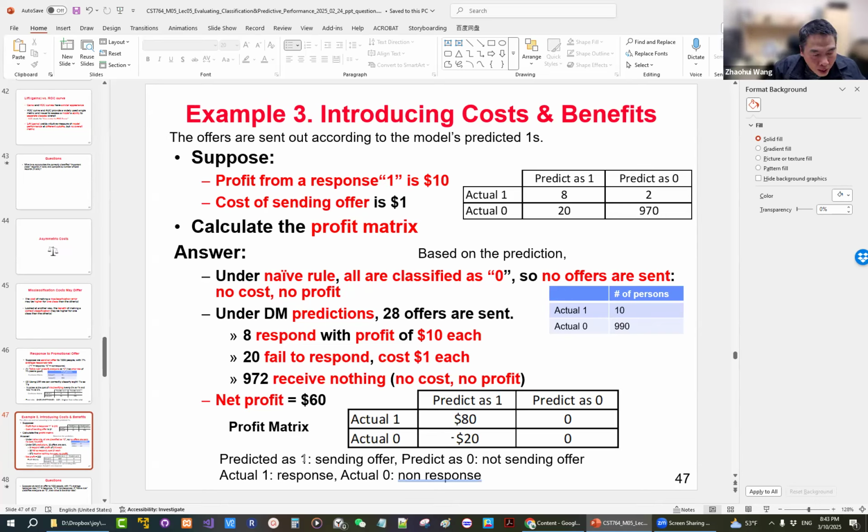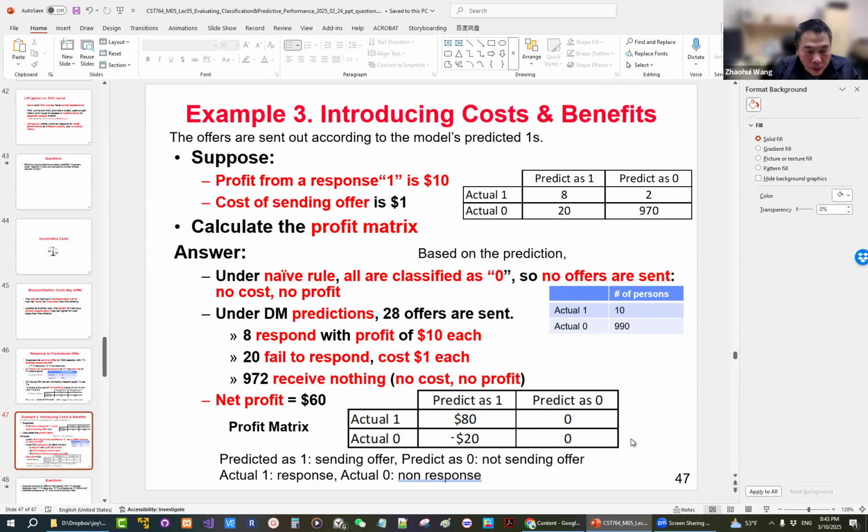Yeah, so predict 1 means sending the offer. Predict 0 will not send out an offer. Okay, this will not send an offer, and predict 1 will send an offer. The 1 will have a response, and 0 has no response and will not send out feedback. So we have this profit matrix.